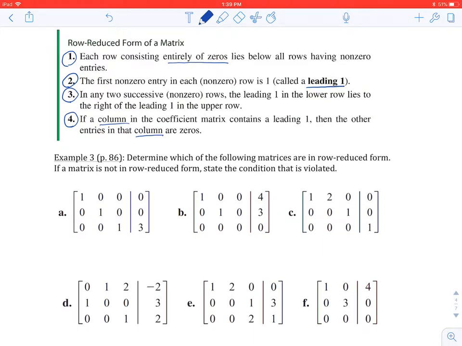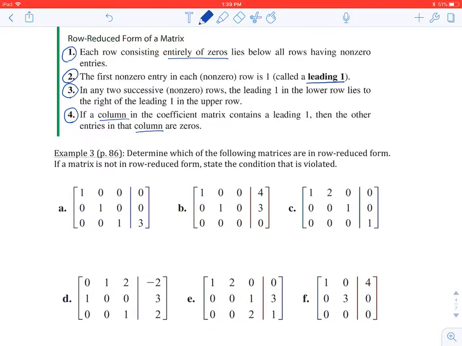All right, so what we're going to do is use this definition to look at example 3: determine which of the following matrices are in row-reduced form, and if it's not in row-reduced form, state the condition that is violated. So I want you to pause right now, give this a try, and then restart the video to check your answers.